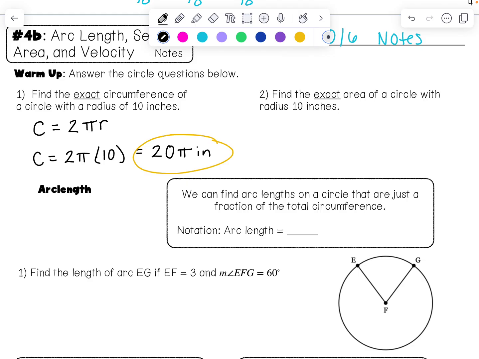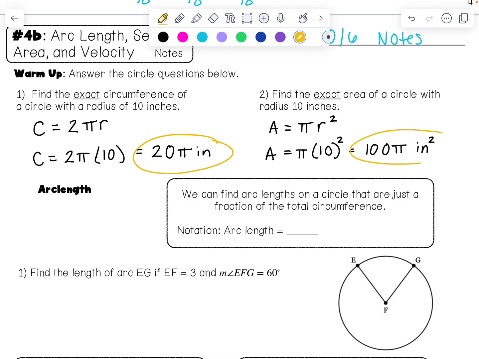My area formula for a circle is area is pi r squared. So again, for exact area, we're going to leave pi as a symbol, and our radius here is 10 inches again. So my area here is going to be pi times 10 squared. So 10 squared is 100. I'm going to put my pi on there, and then my unit would be inches squared.